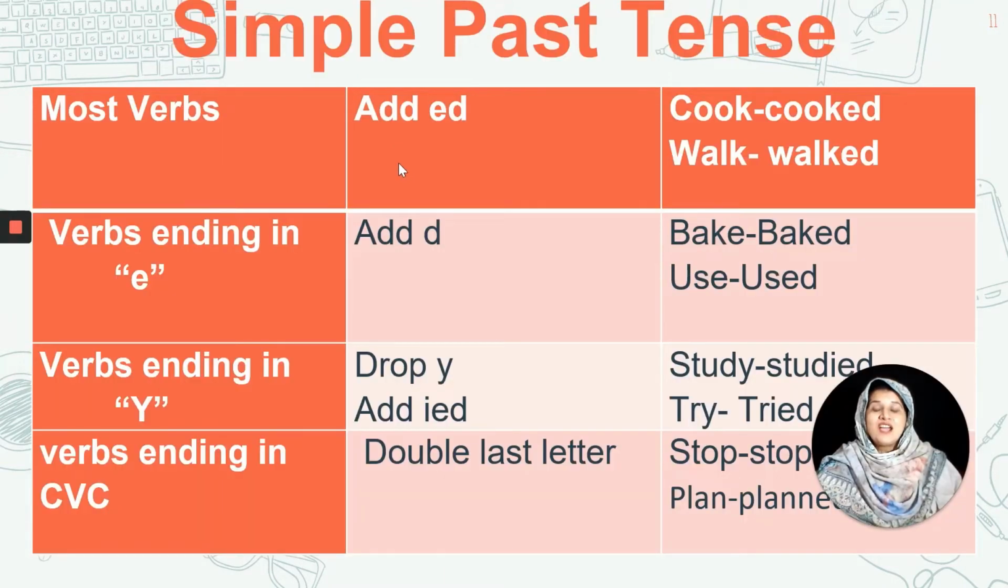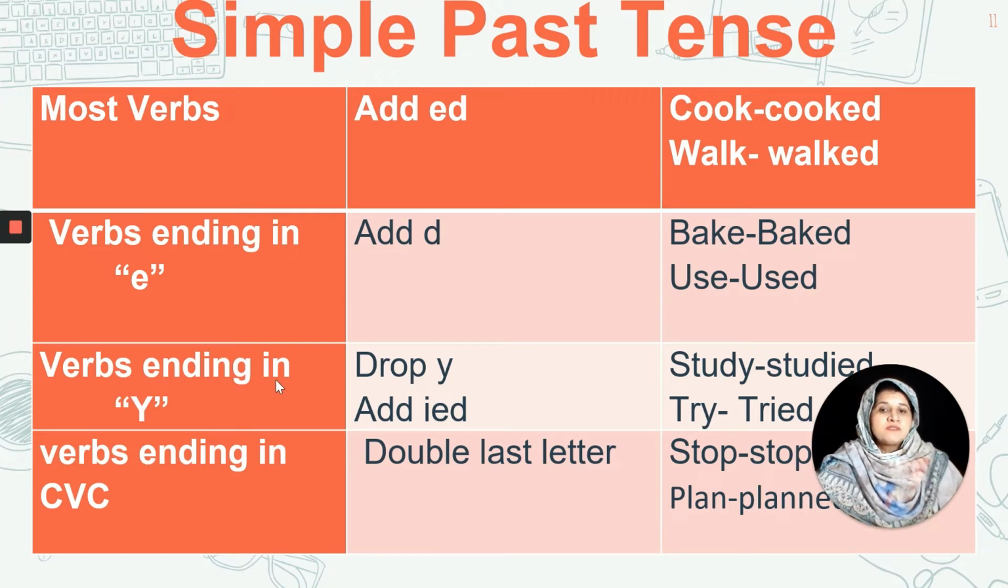Now we'll see how to make the second form of the verb, or past participle. With most verbs, we just add ed. For example, cook into cooked, walk into walked. But there are some verbs which already end with e. With those, we just add d, because by adding ed, there would be repetition of e. So we just add d there. E is already present. Wake into waked, use into used.